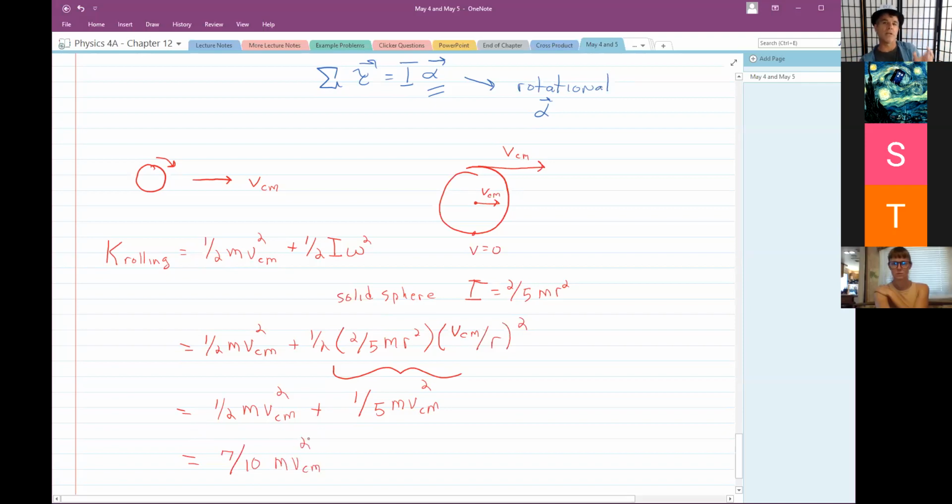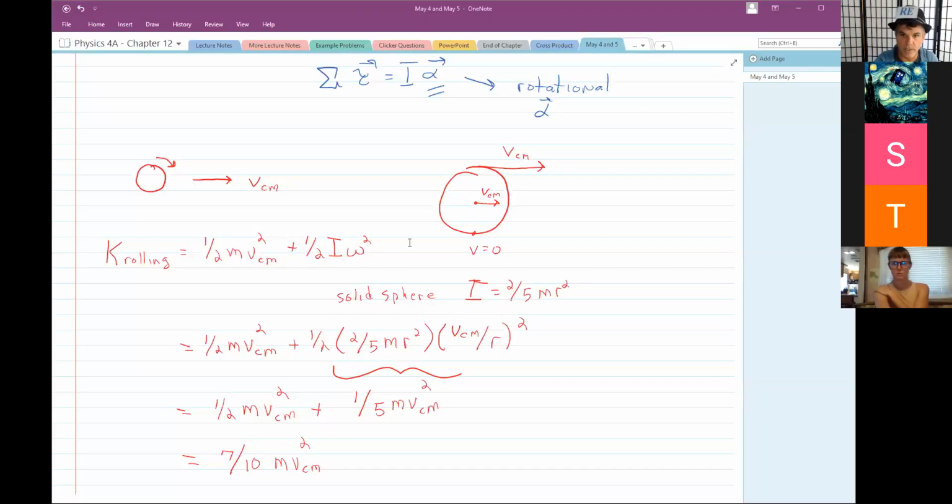So anytime you've got an object which is rolling, or even just an axle which is spinning, you always replace I with whatever the appropriate function is for that type of object. And then you always replace omega with v over r. All right, let me just stop that share.